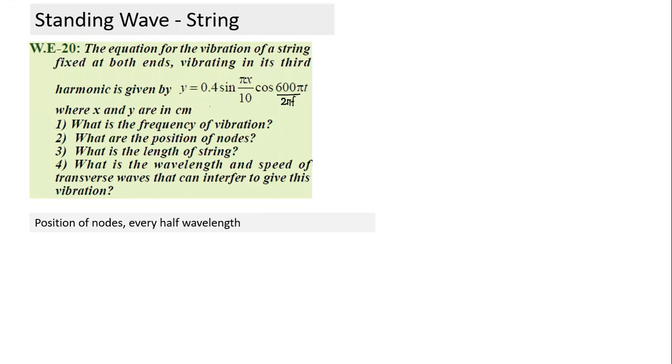How do we find the wavelength? The coefficient of x is k, so we can find the wavelength from the k expression. k is equal to 2 pi by lambda. We compare with the value of k here, which is pi by 10. So we get lambda. Lambda is equal to 20 centimeter. So for any such expression, we can easily find lambda.